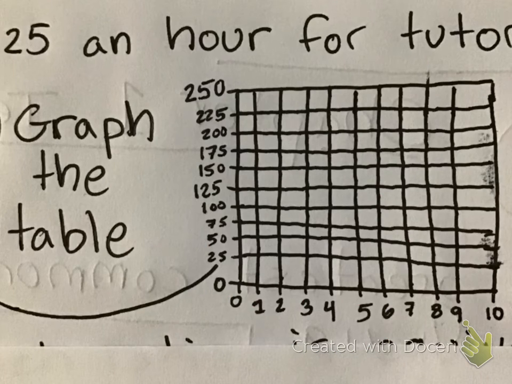So here would be the graph. If we did this graph a little bit better than I drew it, we have 1 and 25. We have 4 and 100. We have 5 and 125. We have 7 and 175. And we have 9 and 225.